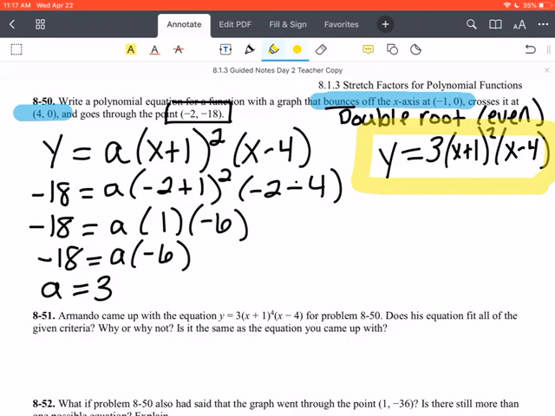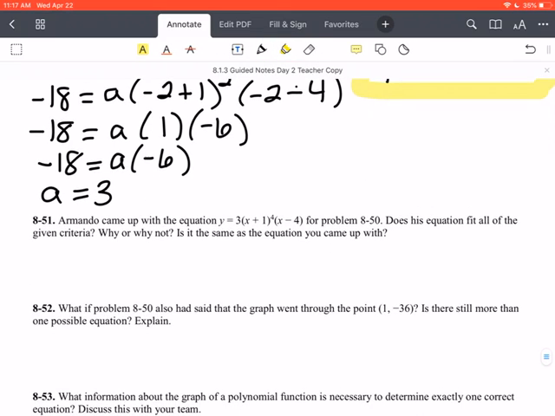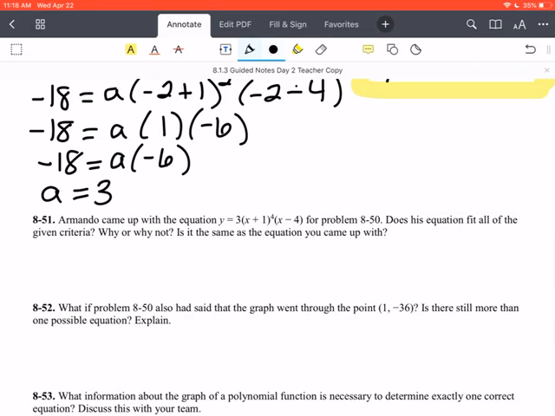But now, of course, here comes the curveball. It says Armando came up with the equation 3 times the quantity x plus 1 to the 4th times x minus 4. Okay, does the equation fit all of the given criteria? Why or why not? Is it the same equation you came up with? Well, right away, is it the same equation we came up with?